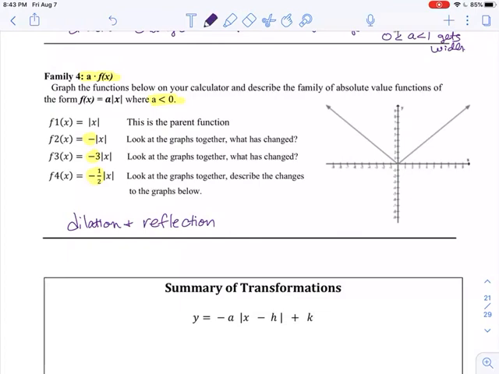Reflection in the x-axis. So the first one was the parent function. Remember, negative absolute value of x, it was just upside down. That looked like this. Didn't get wider, didn't get narrower, just completely upside down. The next one, the negative 3, it was upside down and steeper.